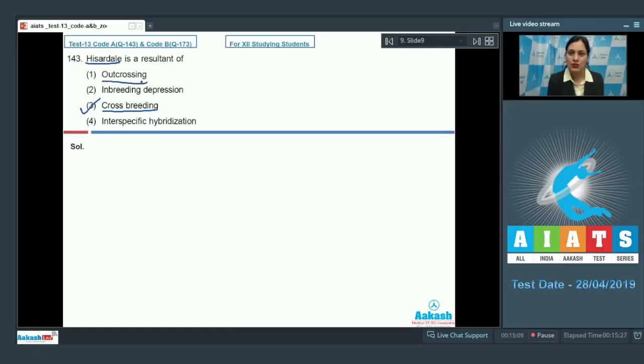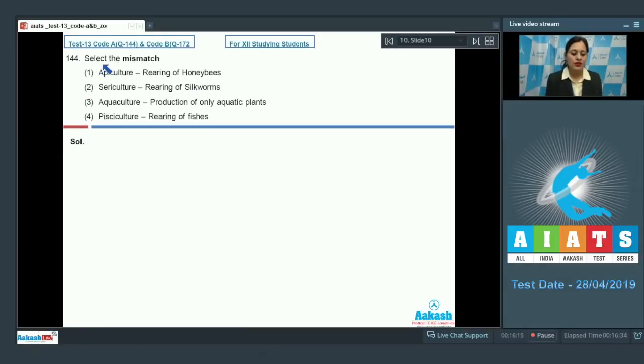The very first option given is outcrossing, and this cannot be a correct answer because a single outcross can overcome inbreeding depression. Next option is inbreeding depression, and this cannot be a correct answer because continuous inbreeding usually reduces fertility and even productivity, and this is known as inbreeding depression. The last option given is interspecific hybridization, and this cannot be a correct answer. Mule is a resultant of interspecific hybridization. So the correct answer to this question is option number 3. Let's discuss our next question.